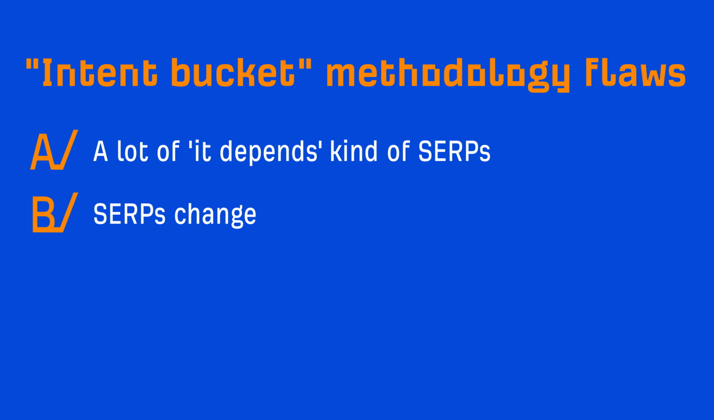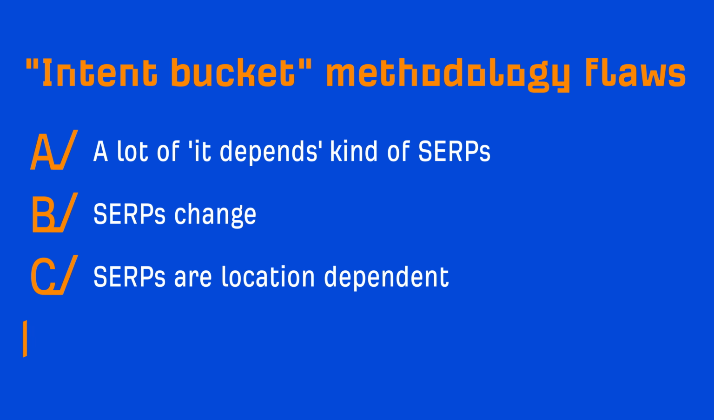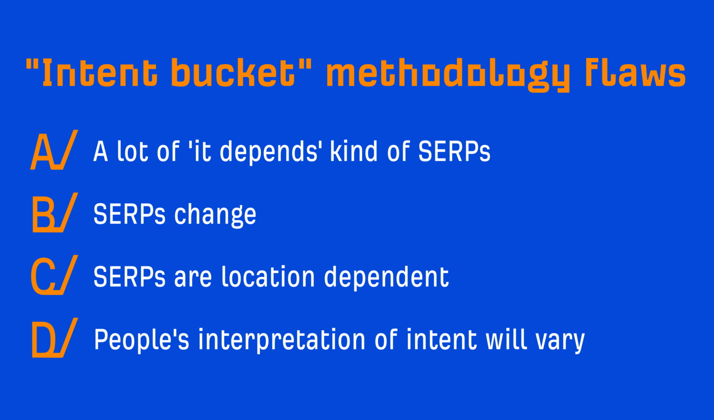B, SERPs change, meaning intent can change too. C, SERPs are often different based on one's location. And D, which is probably the most important, is that people's interpretation of intent will vary.